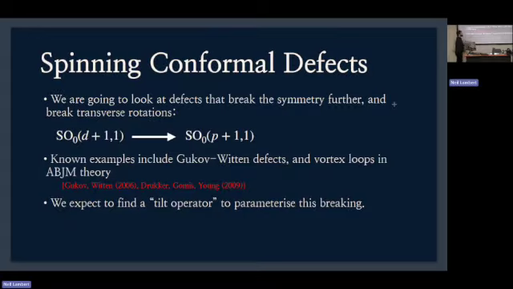Some examples of this are known, like Gukov-Witten defects and vortex loops in ABJM theory, but we wanted to find an example of such a theory where we can do this, which doesn't involve supersymmetry and is just a bit simpler to deal with. Yeah, and one thing we expect is when we break this symmetry, we should get some kind of a tilt operator to parameterize this breaking, analogous to the way that breaking symmetry under translations gives us a displacement operator.